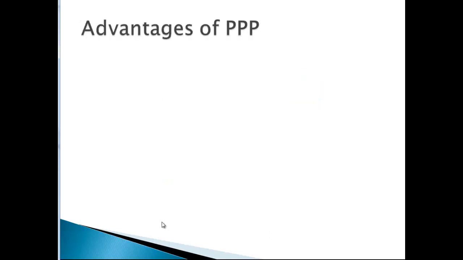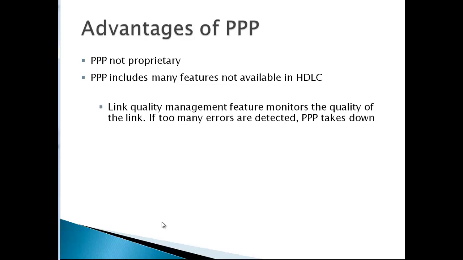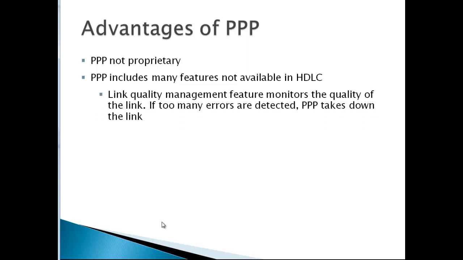Advantages of PPP. Now PPP is non-proprietary. That means that two different vendors can use PPP. PPP includes many features not available in HDLC. The first feature, which is a great feature, is the link quality management feature. It monitors the quality of the link. If too many errors are detected, PPP takes down the link. It's great. If something's bad, then PPP will take the link down.